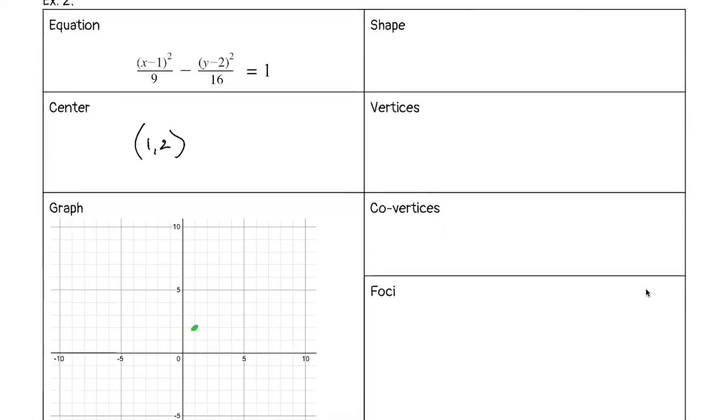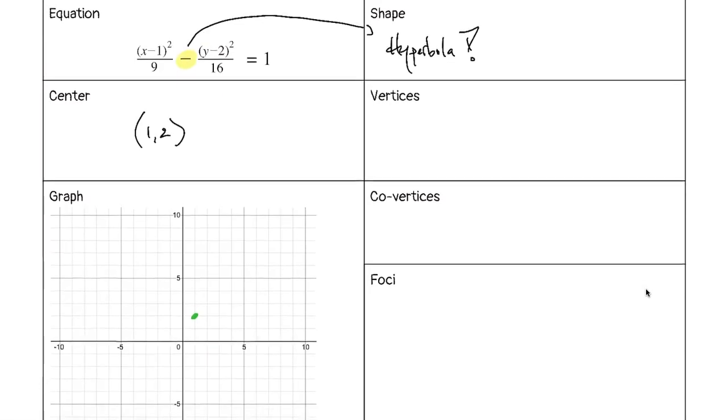Now, I know we're in the section called hyperbolas. Why would I bother asking you what shape it is? Because I want you to know how to identify the shapes. That minus sign in between means it's a hyperbola, okay? So this minus sign right here makes all the difference in the world. It's not an ellipse, it is a hyperbola.